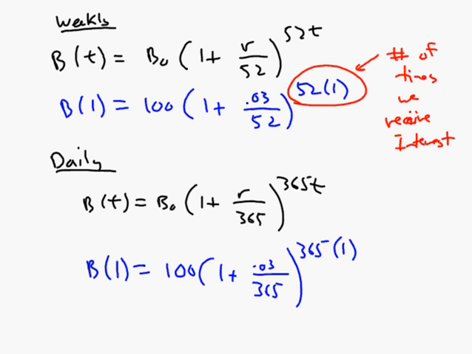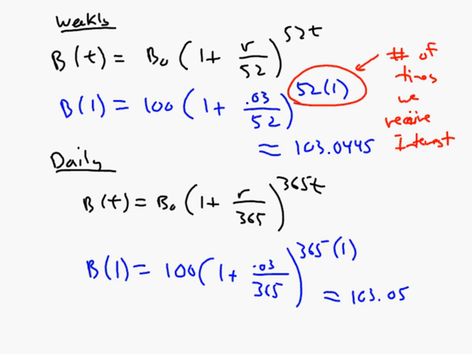Okay? Let's figure out what these two numbers are. So for this one, we get $103 and 4 cents. And I'll just put some extra decimals here so we can see what happened. Let's go to 365, and we get $103, and it rounds up to 5 cents.